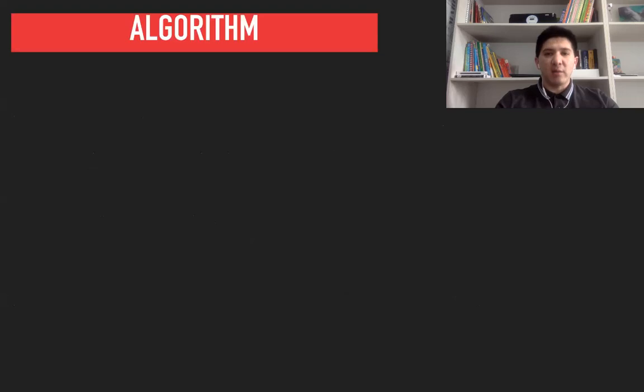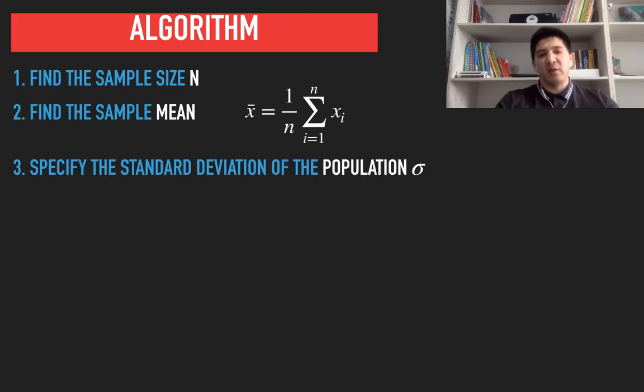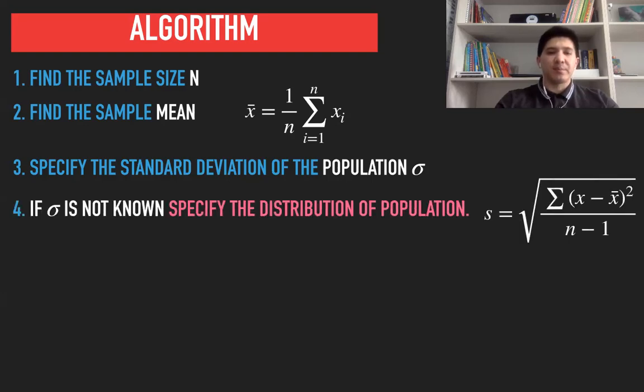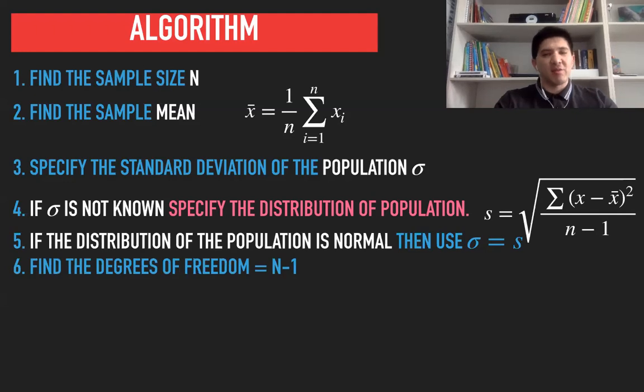And here is an algorithm and the guide on how to do this one by one. First step is to find the sample size, find the sample mean by just adding all the numbers and dividing them by n, specify the standard deviation of the population. If you notice, if the sigma is unknown, then we need to specify the population. Basically, if the population is normal, then we can use the t-distribution, and we can use the sample standard deviation as the standard deviation of the population. If not, then there is a different question.